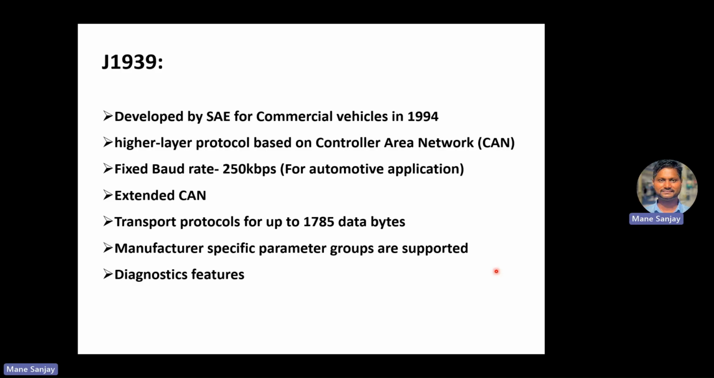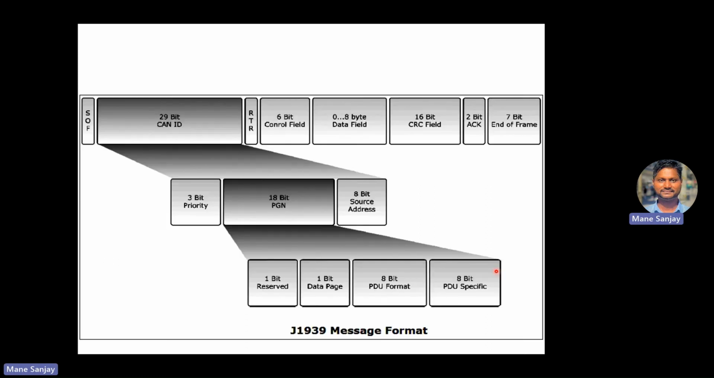The very important point is that the PGN, the parameter group number, is manufacturer specific. The source address is universally accepted. For the engine, it is normally accepted that 00 is the source address. For the transmission, it is 03. For the central body control unit, it's 21. For the braking system, it's 0B. That way it is universally accepted, and it includes the diagnostic feature as well. This is how the frame looks.